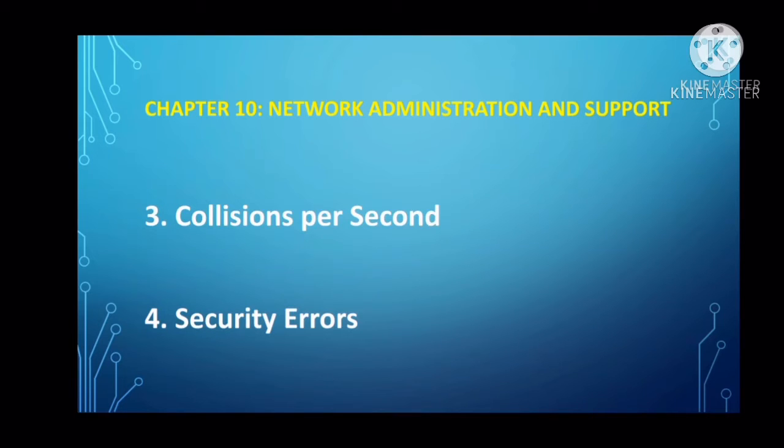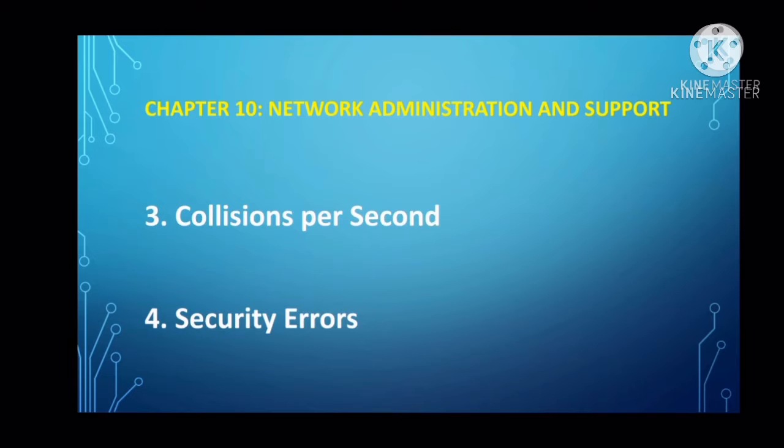But the more stations there are on the network, the more likely it is that there will be multiple collisions. The point is that collisions slow down network throughput. Collisions are normal and some are to be expected, but high collision rates are not good.